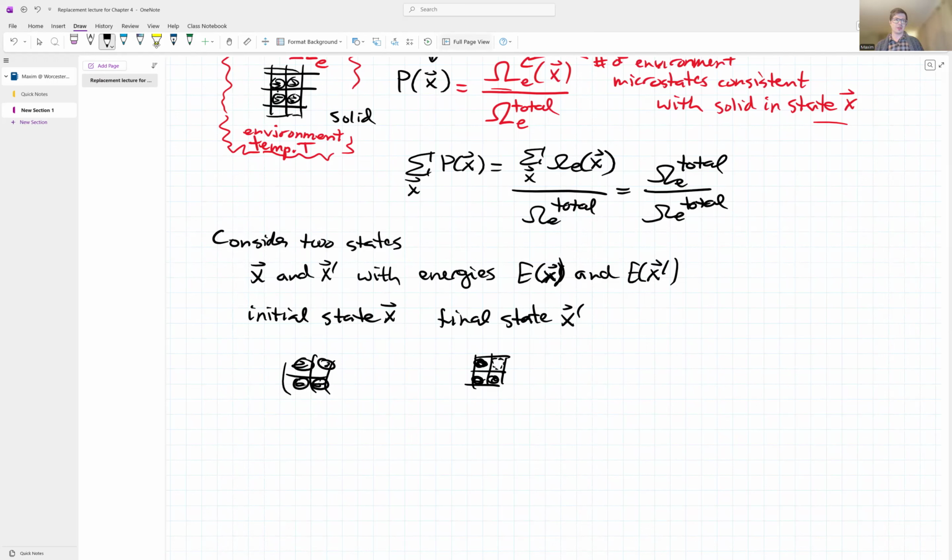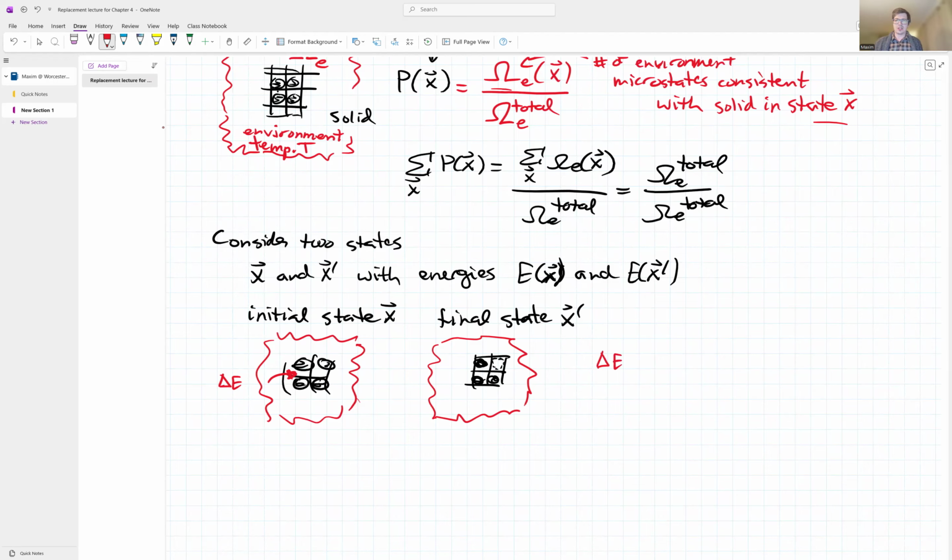So there's going to be some change in energy associated with this kind of transition from this state to the next. Some amount of energy must go in and out of the system in order to initiate this transition. So there must be some energy that goes into the solid, and we call that delta E. Now, that energy must come from the environment. Either energy is going into the solid from the environment or out of the solid into the environment. So the overall energy is conserved.